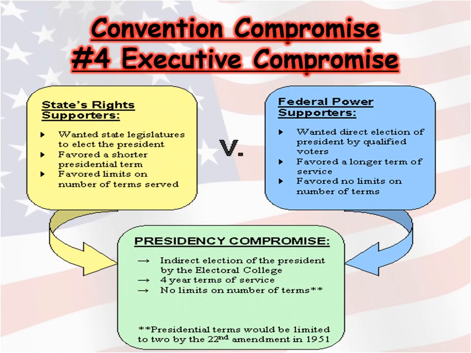And then we've got the executive compromise. So here's what the South wanted. And look at that. On the slide, they're labeled states' rights supporters. It's already happening, folks. They wanted state legislatures to elect the president. Okay? State legislatures. Hey, FYI, back in the day, state legislatures did elect the Senate. Okay? We did not. They also favored a shorter presidential term and term limits.